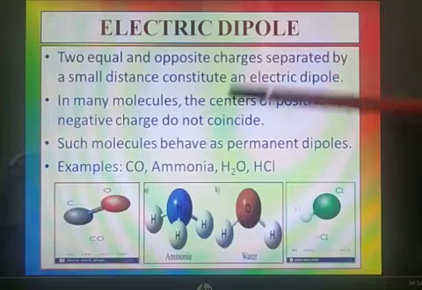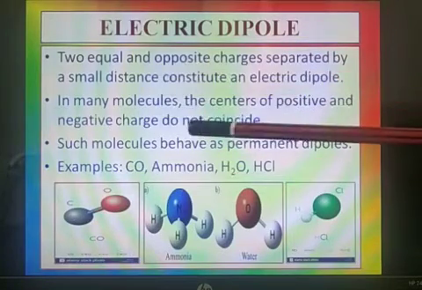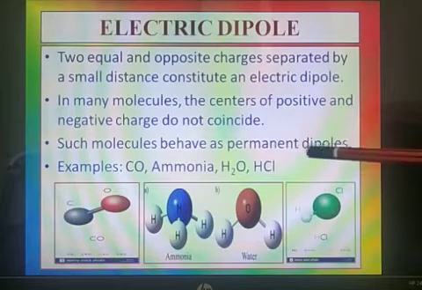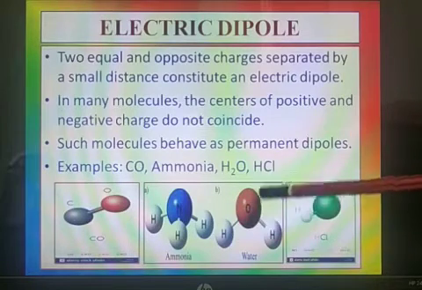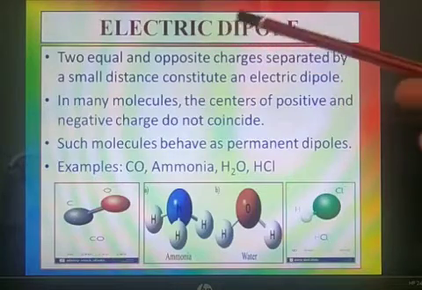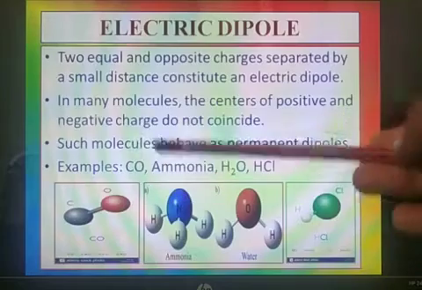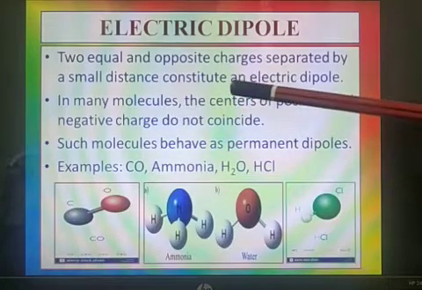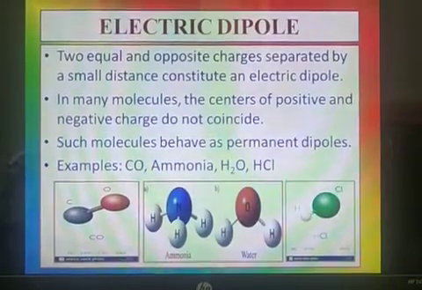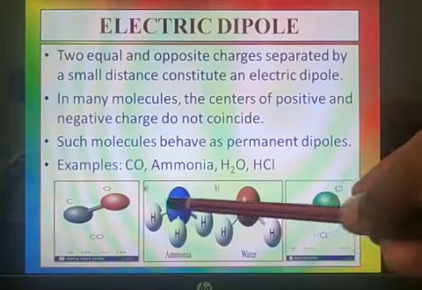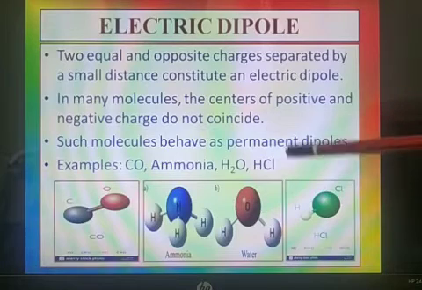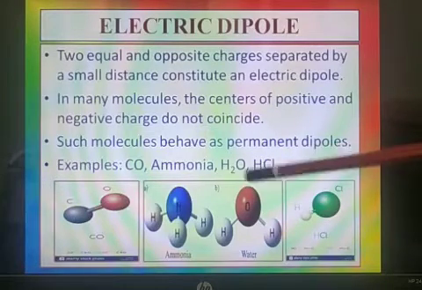In many molecules, the centers of positive charges and negative charges never coincide. Such molecules behave like permanent dipoles. What is the meaning of di? Di means two. Yes, electric dipole: two charges separated by a very small distance constitute an electric dipole. Examples we have already seen. In all these molecules, carbon monoxide, ammonia, water, HCl, each molecule has a different strength of electric dipole.